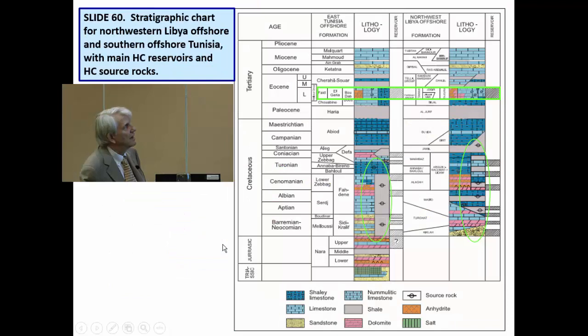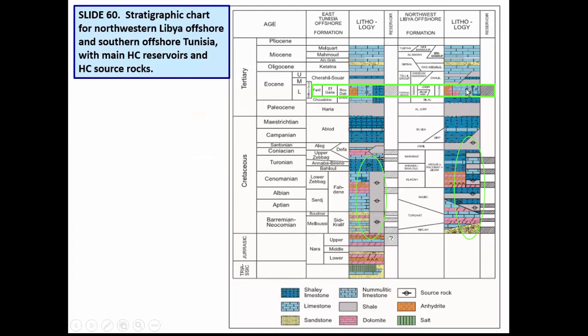Now we're going to go to the northwestern Libyan offshore and the southern offshore Tunisia. Okay, and what we'll see here is these two charts, and these are the source rocks up in here. They look like they're anywhere from Aptian, Albian up to Turonian up in here, which is typical. This is your OAE events in here. And then your main reservoirs are up here in the Eocene. I think they're mostly nummulitic limestones. We'll see that coming up.